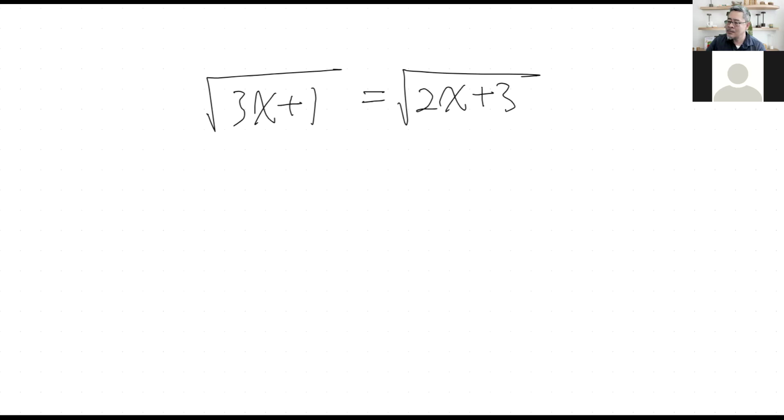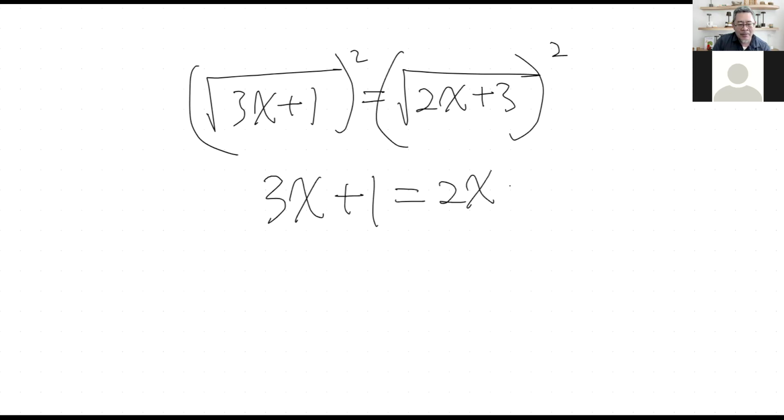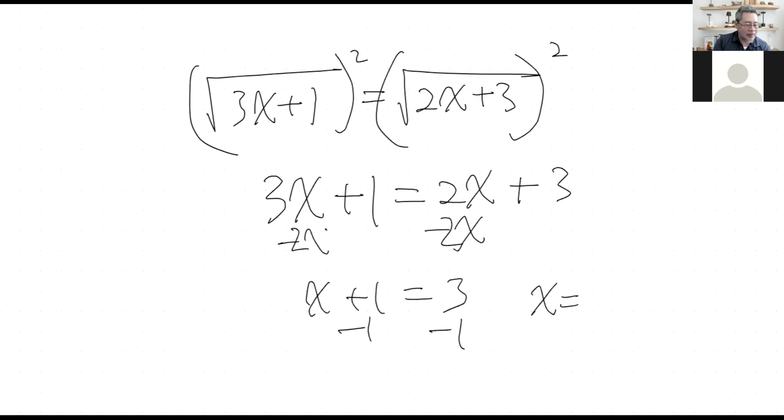Does x also equal 2? So we got square on both sides, right? Yep. So we got 3x plus 1 equal to 2x plus 3, right? Yep. Minus x on both sides. So x plus 1 equals 3 minus 1. Very good. So x is 2. Yep. Good job.